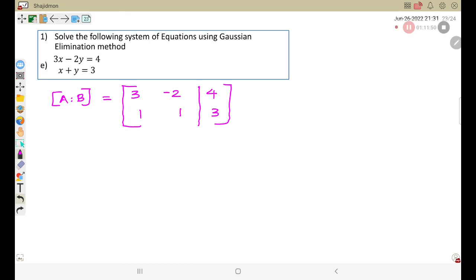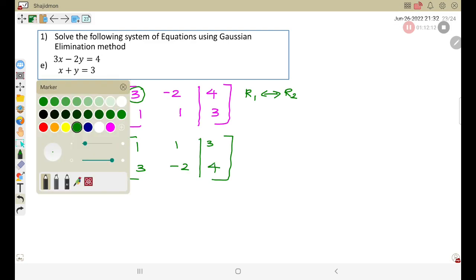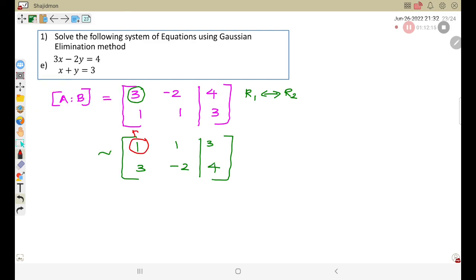So think about the first number. It is better for the first number to be 1, though not necessary. So here it is 3. So you can interchange the first row and the second row. So equivalently the matrix 1, 1 and 3, 3, minus 2 and 4. Correct? So now the number is 1 here, the pivot. So the number below the pivot should be 0 here. So the pivot number is coming on the first row, so the second row we need to change.